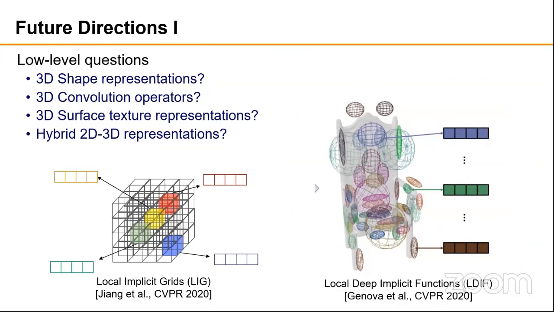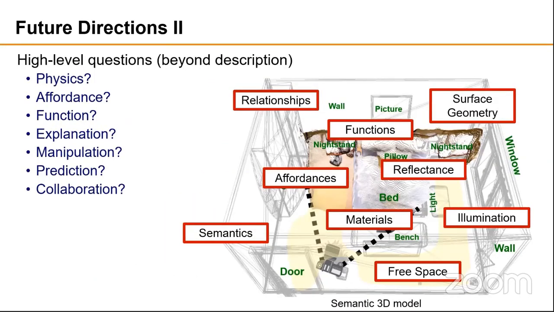There are still pressing problems at the most fundamental levels. For example, what are the best 3D representations for scene understanding? I described local implicit grids in this talk, but maybe other representations, like LDIF, could be made to work better for scenes. I'm sure there will be great advances with implicit representations of this type in the next year or two. And of course, there are huge problems at the higher level.